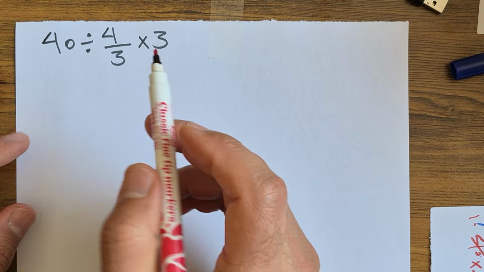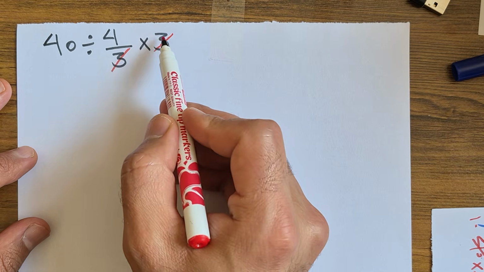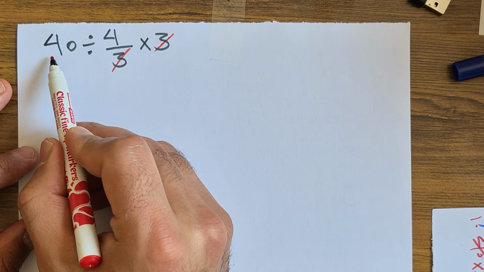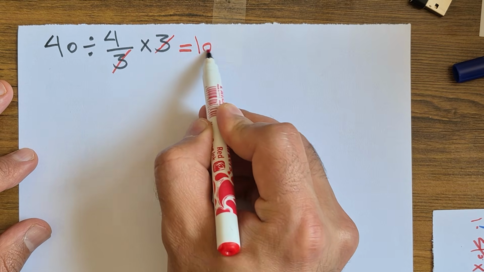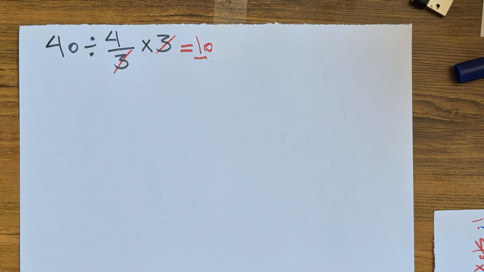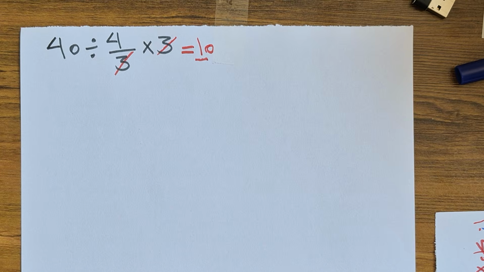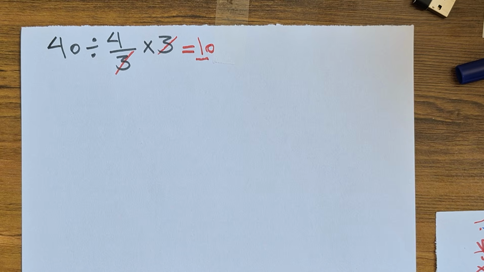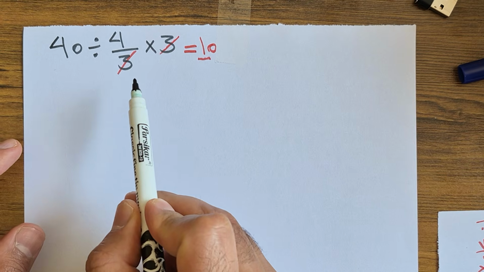A lot of you would say we can cancel or simplify this 3 by this 3, and then 40 divided by 4 gives us 10. But unfortunately, that's a very wrong answer. That's a crucial mistake that you made. But what is the correct answer? You fell for a big trap, and this trap is the order of operations and the way you simplify things.